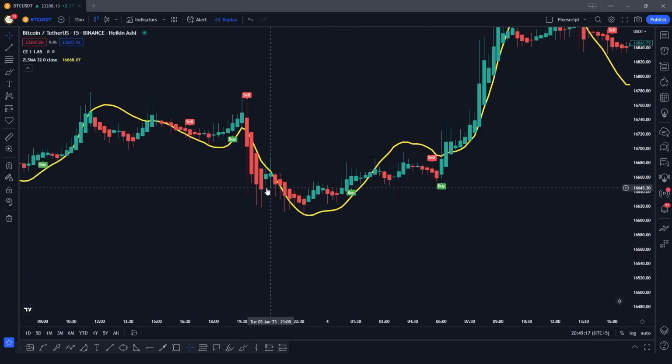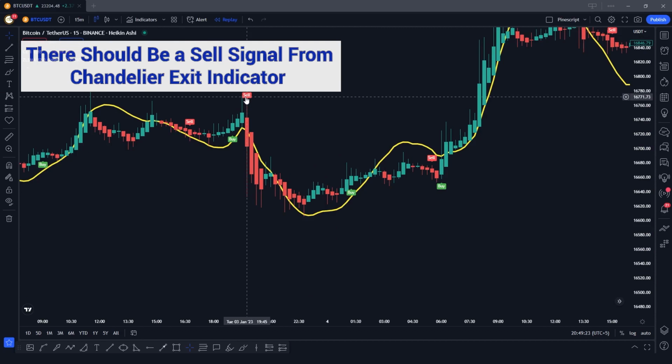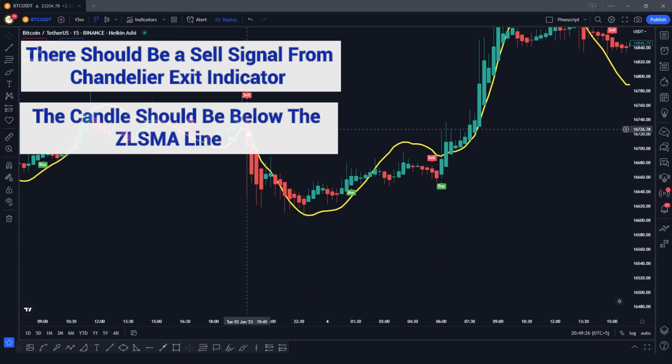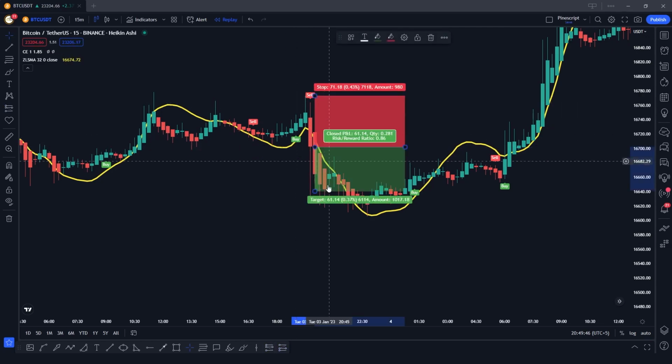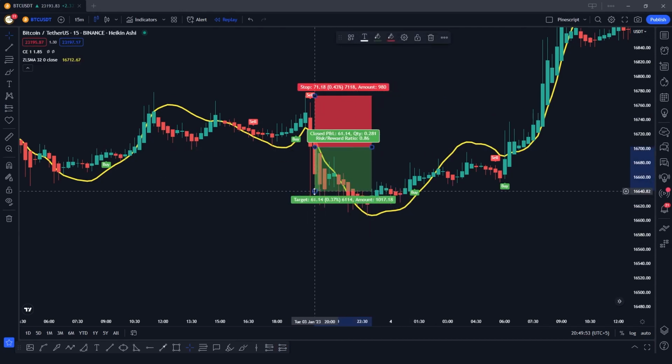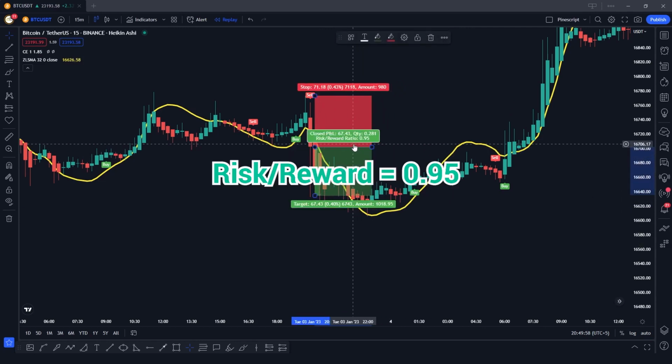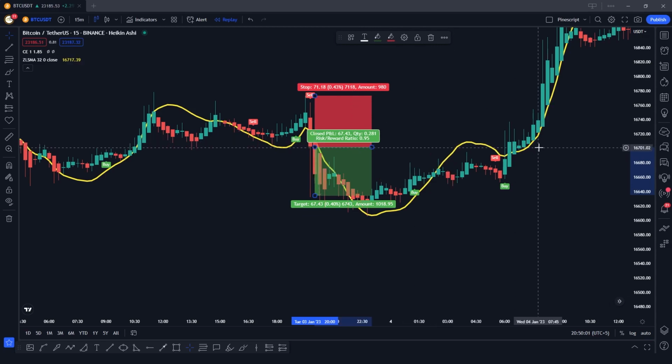Now let's go ahead and talk about the trading rules for our short position, and the rules are as follows. First of all, there should be a sell signal from the Chandelier Exit indicator, and also the sell signal candle should either be passing through the ZLSMA line or it should be forming below the ZLSMA line. So as you can see here, in this case, there is a sell signal and this candle is passing through the ZLSMA line. So we're going to open a short position at the close of this candle, and we're going to put our stop loss at the last higher high, and also we're going to target the first green candle that appears after the ZLSMA line or above the ZLSMA line. So in this case here, you can see this is a profit of risk to reward ratio 0.95, which is great. Now let's look for any other trade.